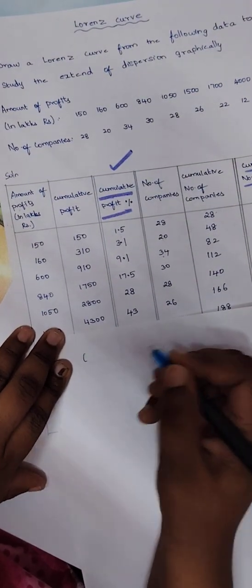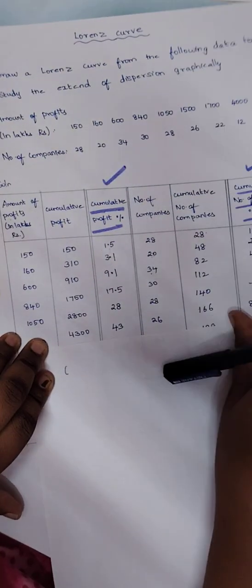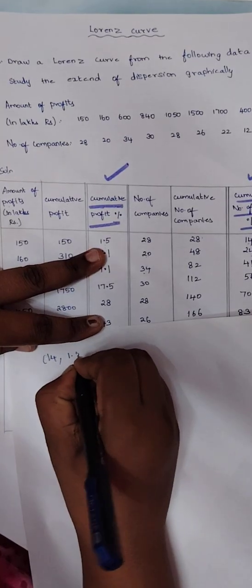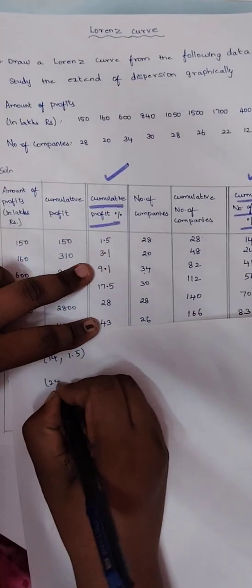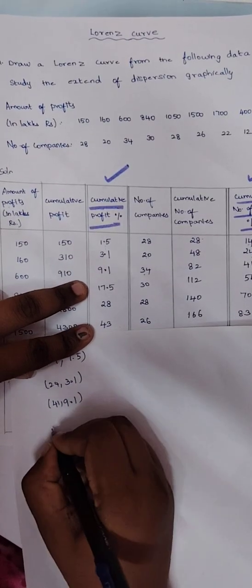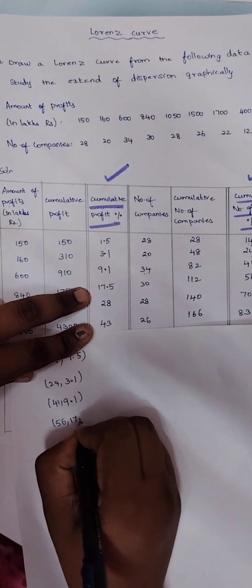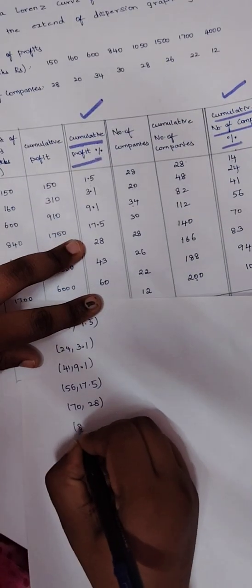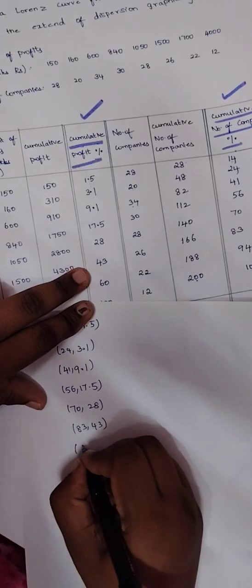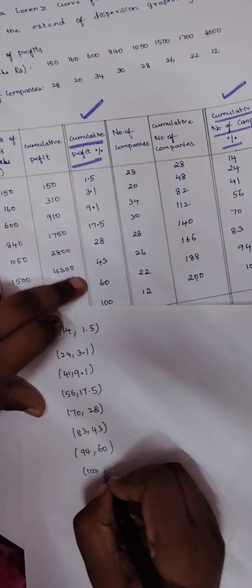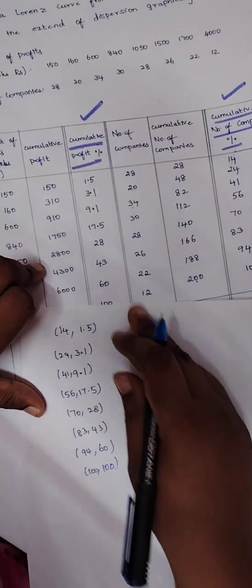I'll mark the points in pencil so that it will be easy while marking in the graph. Here the first point is 14 comma 1.5. The next is 24 comma 3.1. Next, 41 comma 9.1. Next, 56 comma 17.5. Next, 70 comma 28. Then 83 comma 43. And then 94 comma 60. Then 100 comma 100. These are the values I'm getting. So I'll plot these points in a graph.